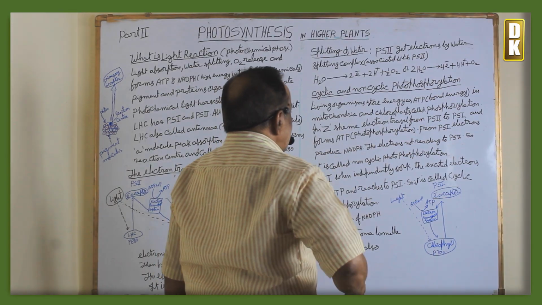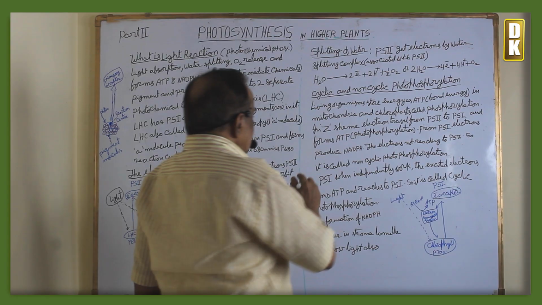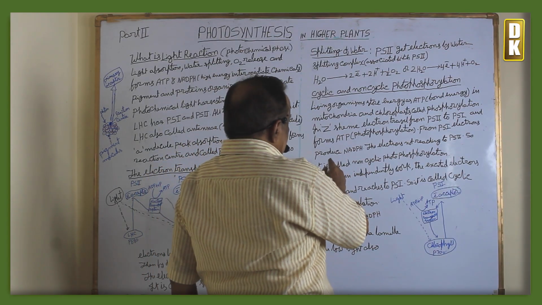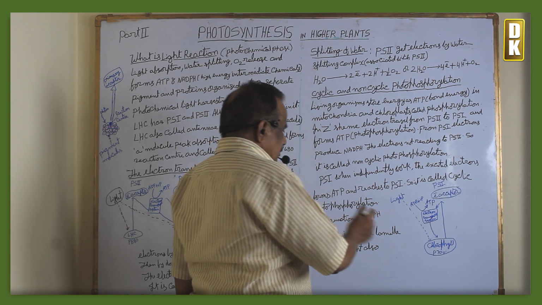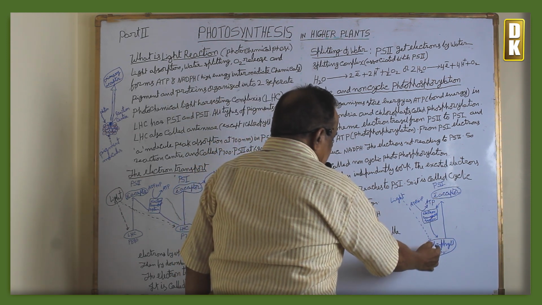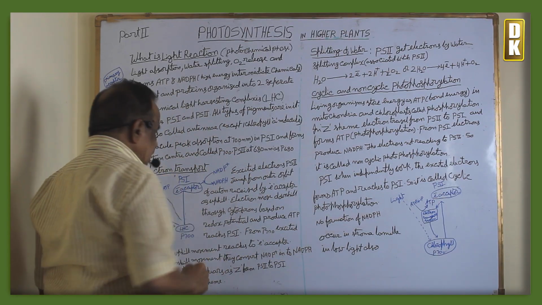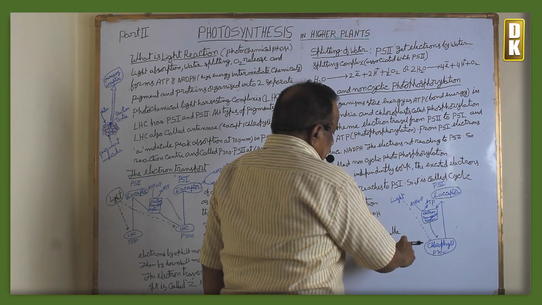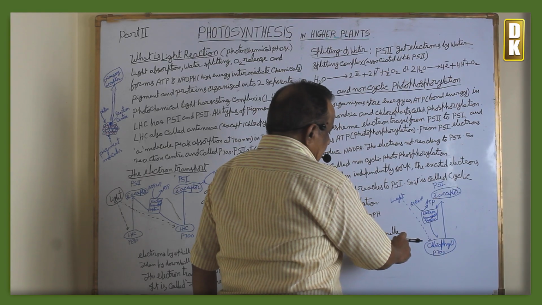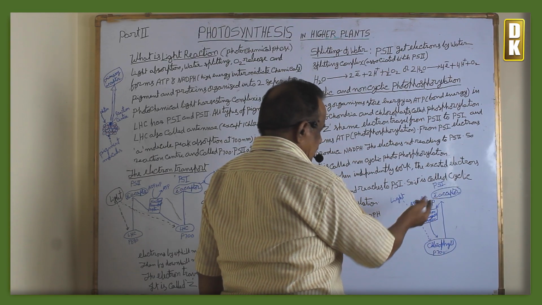In this cyclic phosphorylation, the electrons produce only ATP, because the electrons here also come from P700. Here also we wrote P700. The P700 will be excited by taking the light in the reaction center, and it will send out the electrons.